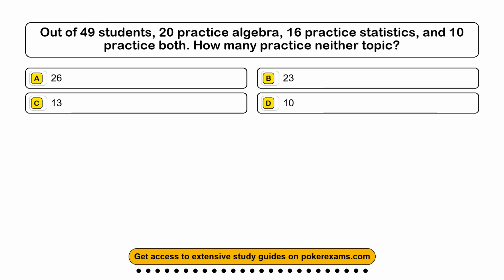Question 24. Out of 49 students, 20 practice algebra, 16 practice statistics, and 10 practice both. How many practice neither topic? Option A 26. Option B 23. Option C 13. Option D 10.